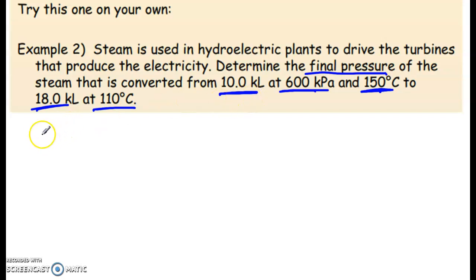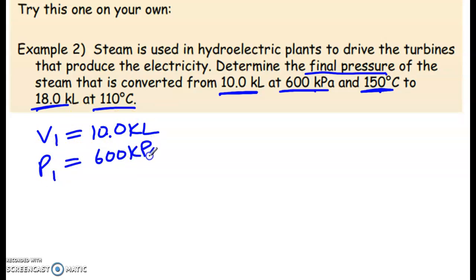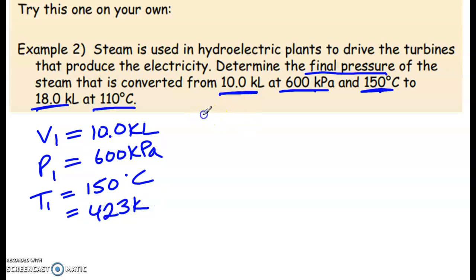Okay, so we have V1 of 10.0 kiloliters. Now, you don't have to convert this because we have both units of volume the same. Like they're both kiloliters. So remember, it does not matter what the unit is as long as you are being consistent. So temperature 1 is 150, which is going to be 273 plus 150. Okay, so that's going to be 423 Kelvin.